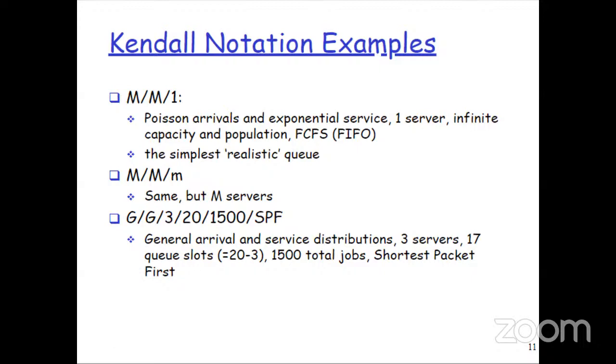That is general arrival and service distributions, 3 servers, 17 queue slots, which is 20 minus 3, 1500 total jobs, shortest packet first, SPF. So these are all the short forms, abbreviations, notations, we can say, which will be used in the queuing theory.